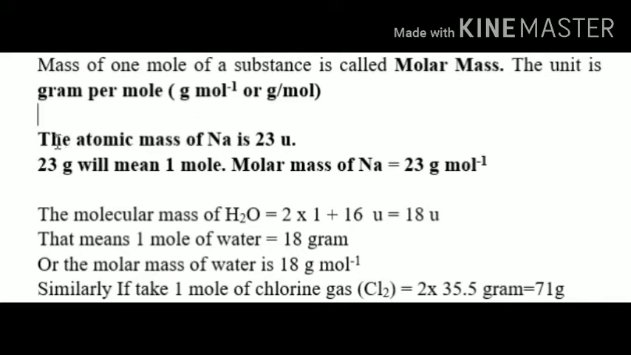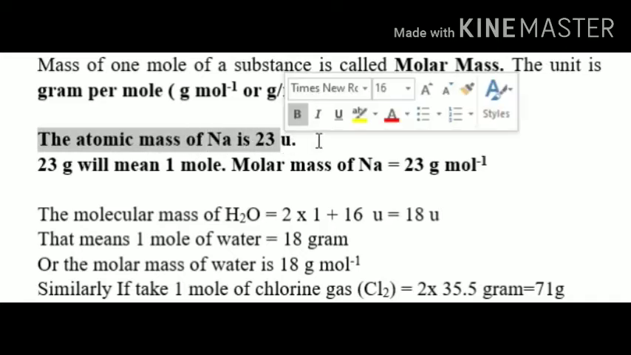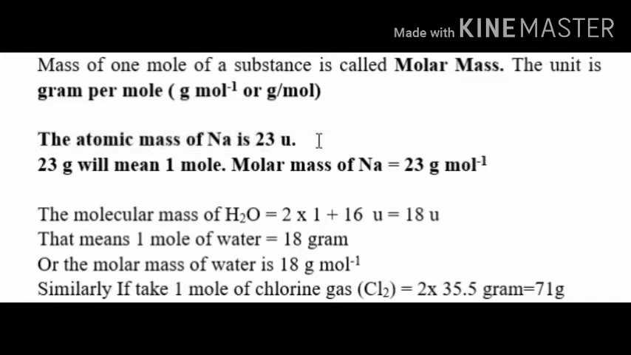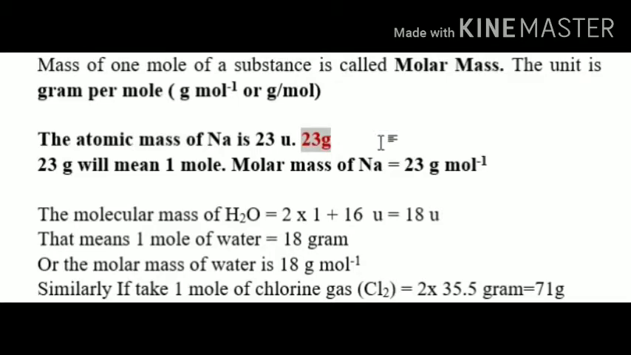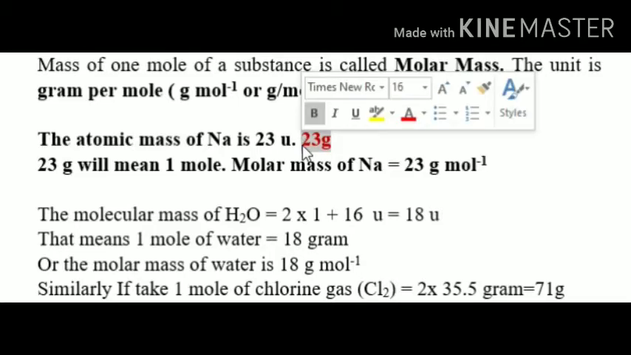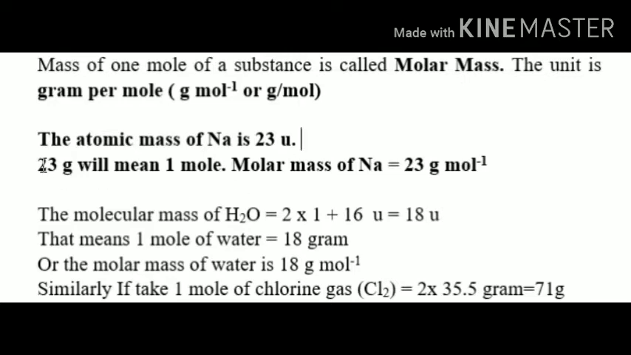For example, the atomic mass of sodium is 23U. Okay, so the atomic mass of sodium is 23U. So instead of writing U, if I replace 23U with 23 gram, then it will mean that I am taking 1 mole of sodium. Okay, so 23 grams. If I replace U by gram, then I usually refer to 1 mole. So if the atomic mass of something is XU, then the molar mass will be X gram per mole.